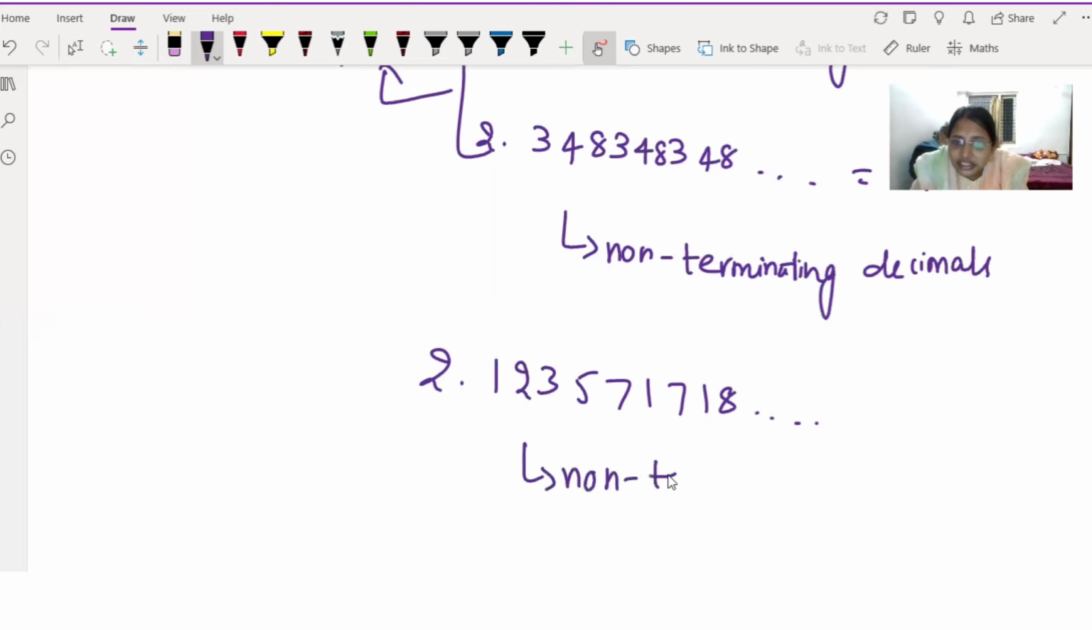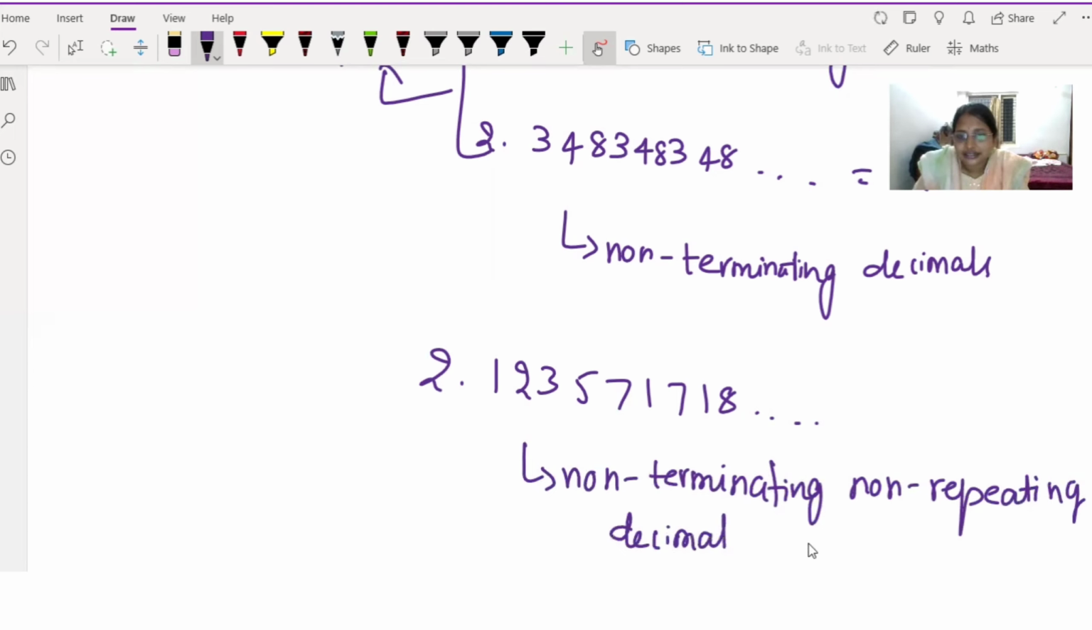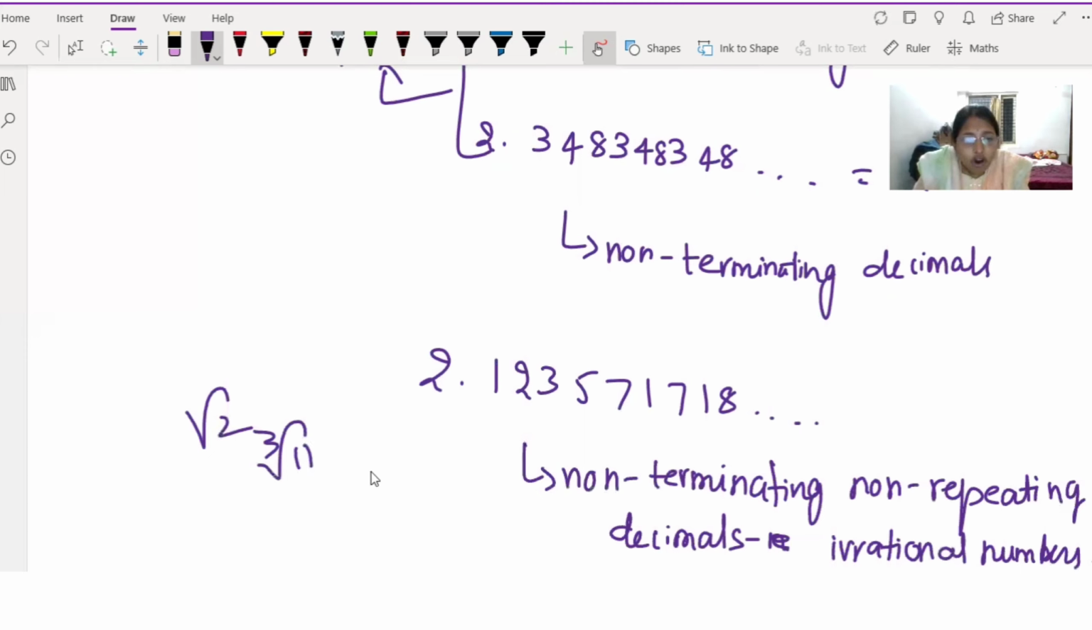Non-terminating, non-repeating decimals are called irrational numbers. About this, you will learn in detail in your higher classes. These are the numbers which cannot be expressed in p by q form. Generally, the square root of a prime number, cube root of a prime number, or fourth root of a prime number are all non-terminating, non-repeating decimals, and pi is an irrational number. So these all cannot be expressed in p by q form, which we call irrational numbers.